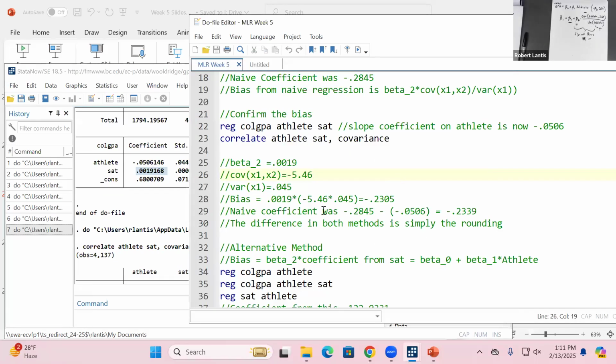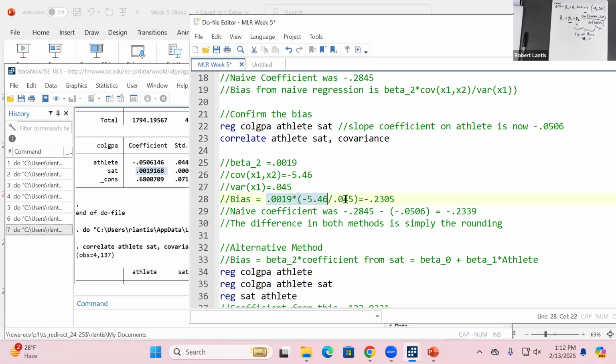Now it's just a matter of plugging everything into my equation, right? I think I have it in the comments here. You would take that beta 2 value and multiply it by the covariance, and I'm dividing that by my variance. So that's my beta 2 value. Here's my covariance, and I'm dividing that by my variance. That should give me that value of negative 0.23.